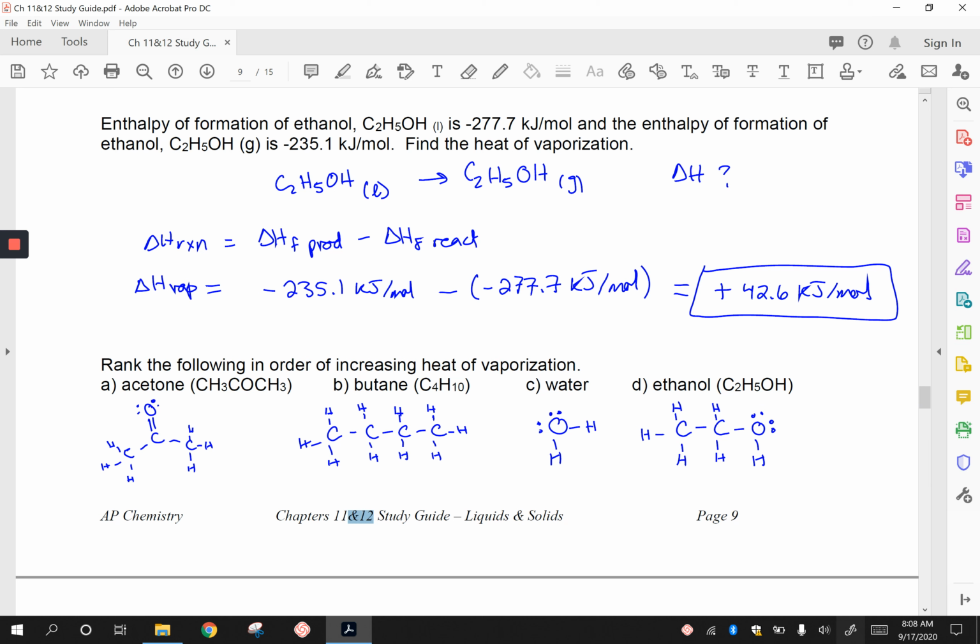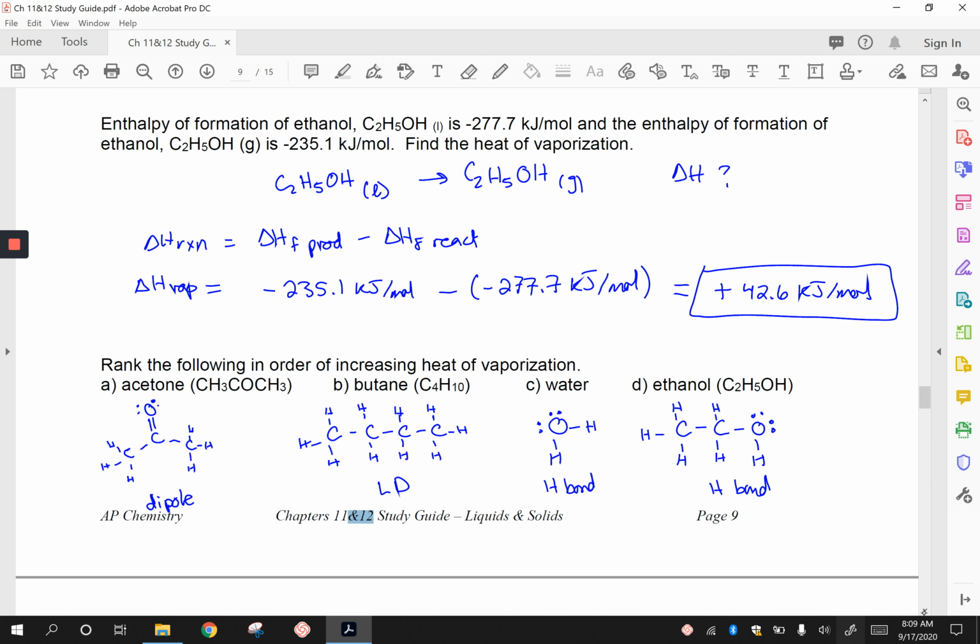So after we draw them, we want to assign what type of intermolecular forces they have. So this has dipole interactions, and of course London dispersion as well. All of them have London dispersion, right? This one only has London dispersion because it's nonpolar. This one has hydrogen bonding, and of course dipole and London dispersion. We're listing the strongest type of intermolecular force in order to rank them. And then this one also has hydrogen bonding.